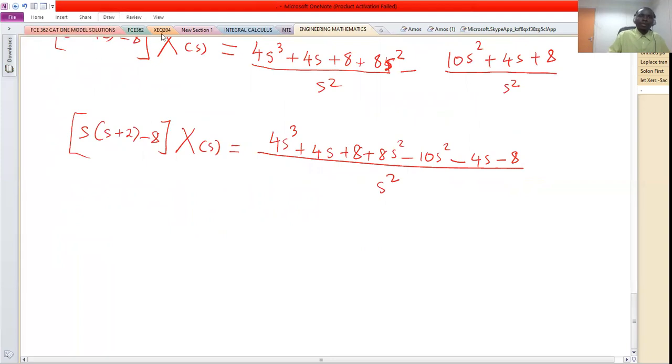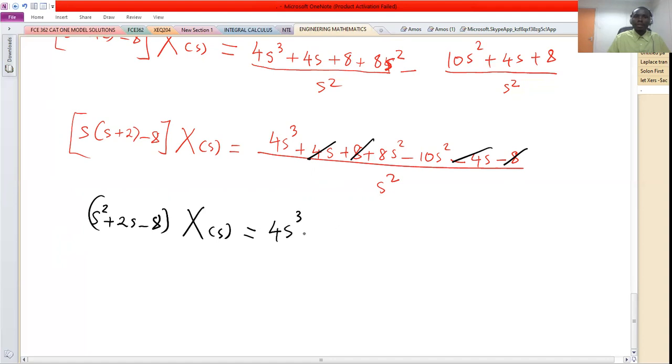So that now from this, I have this and this cancels out. And then I'll have this and this cancels out. So that I'll have S squared plus 2S minus 8 capital X of S equals to 4S cubed minus 2S squared over S squared.